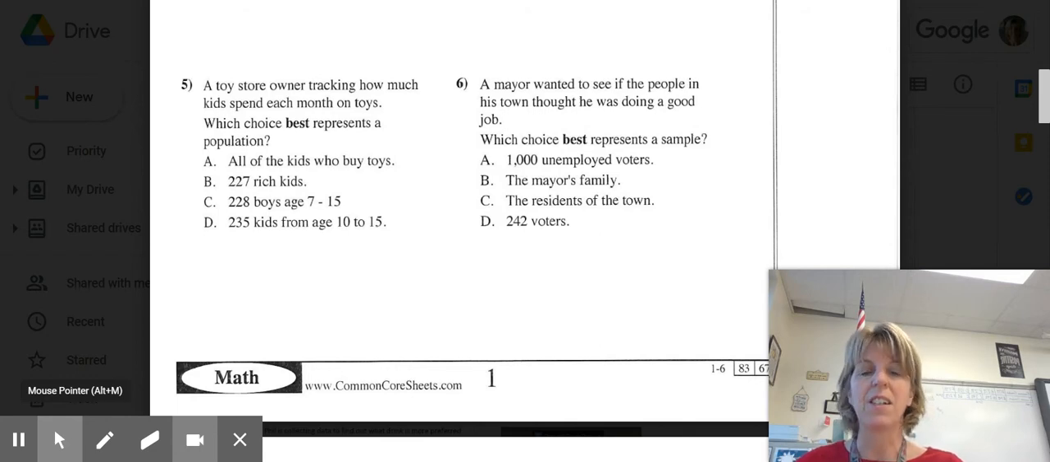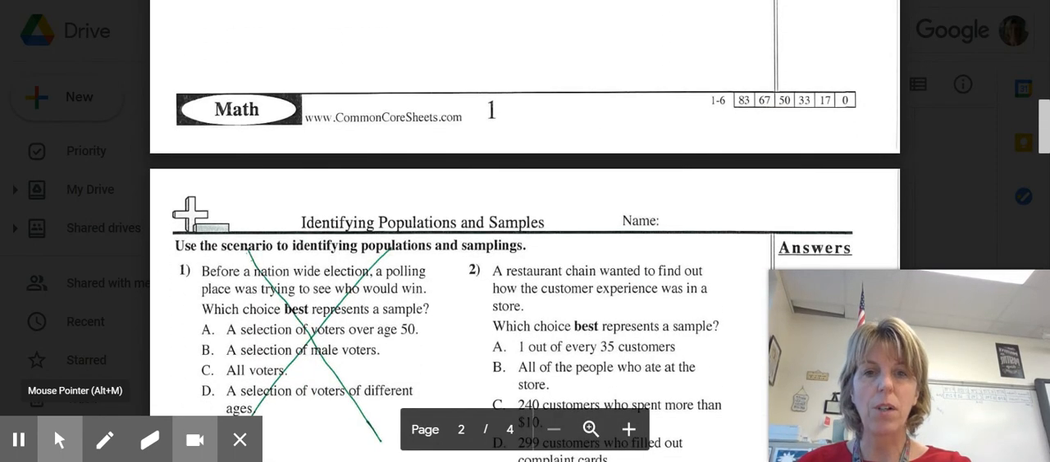very favorable things. Would you ask the mayor's family? No, there's bias there as well. Plus, it's a very small sample. The residents of the town, that's the population, not the sample. 242 voters would be the sample, as long as those 242 voters were random ages, random income levels, random genders, and you try to have a good representation of who the people in the town really were. I get the idea how it works?